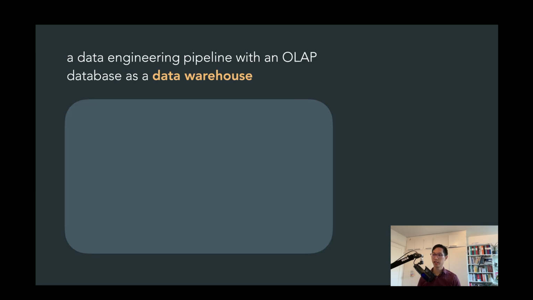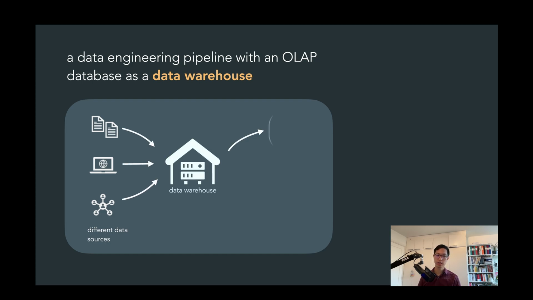Here we have a data engineering pipeline with an OLAP database as a data warehouse. You have different data sources. It could be CSV files, APIs, some kind of CRM system, etc. These data go into a data warehouse, where you do a lot of transformations, and then you serve the data to a dashboard and to machine learning models.